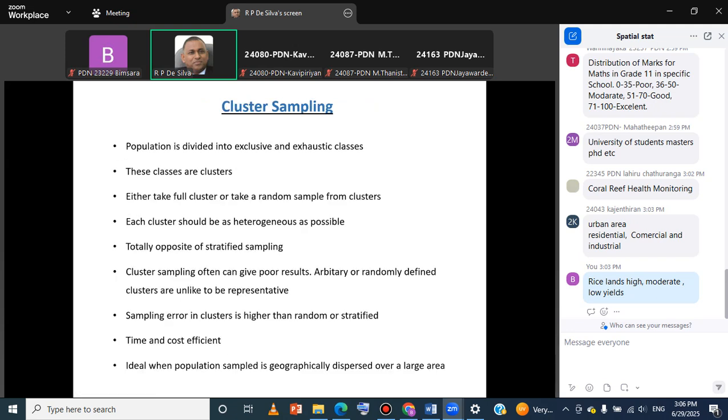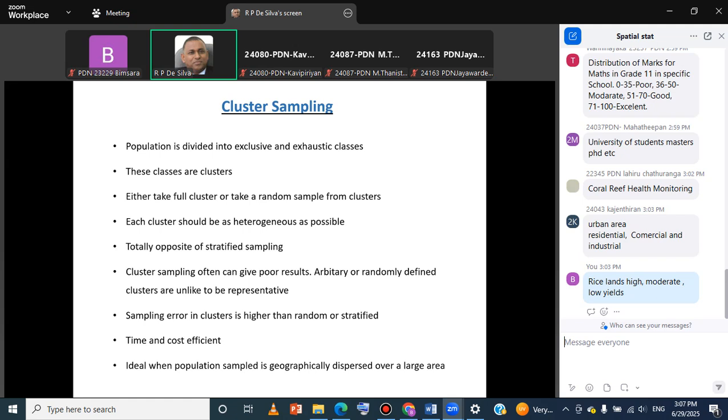And there's another type of sampling called cluster sampling. The population is divided into exclusive and exhaustive classes. Actually, it should be exclusive and exhaustive classes. These classes are clusters. You either take the full cluster or take a random sample from clusters. Each cluster should be as heterogeneous as possible. Now, this is opposite to strata. In strata, we have to have a uniform level.